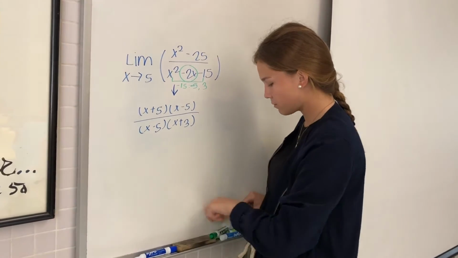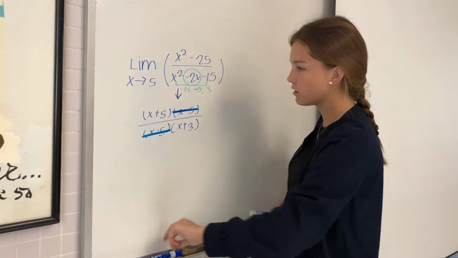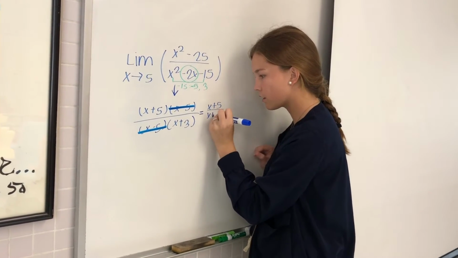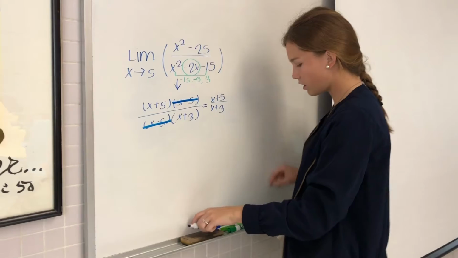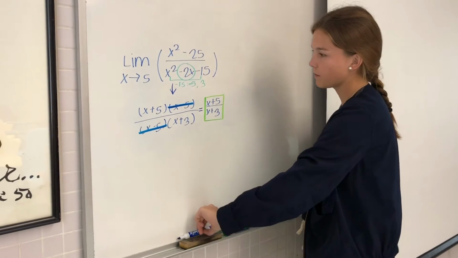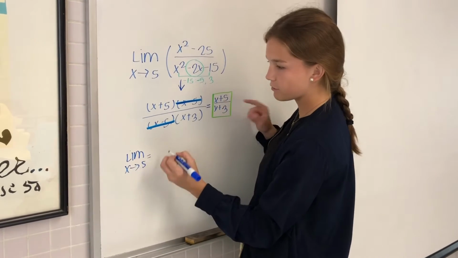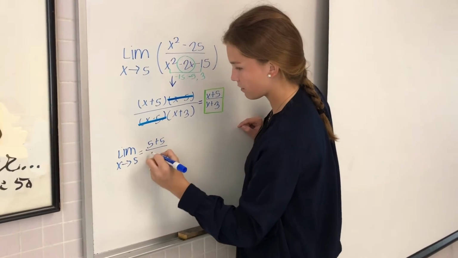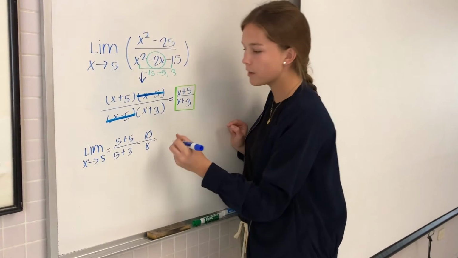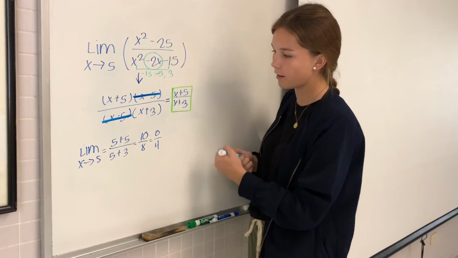Here, we can now cancel x minus 5 in the numerator and denominator. So our equation to find the limit as x approaches 5 would be x plus 5 over x plus 3. Now we substitute the 5 as an x in this equation to get the limit. So the limit would be 5 plus 5 over 5 plus 3, which is 10 over 8. This fraction simplified by 2 would be 5 over 4, and this would be our final answer.